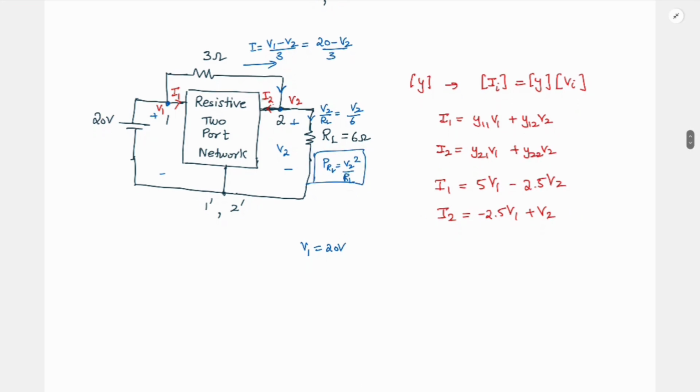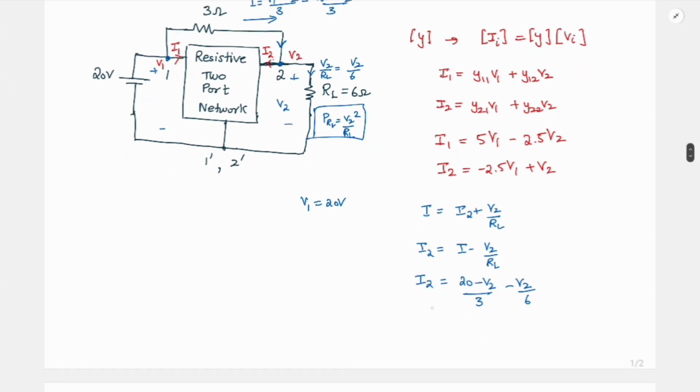At this node, if I write a KCL, I get I = I2 + V2/RL. So I2 = I - V2/RL. My I is nothing but (20 - V2)/3, so I2 = (20 - V2)/3 - V2/6. If I multiply both sides by 6, I get 6I2 = 40 - 2V2 - V2, so 6I2 = 40 - 3V2. This is one equation.